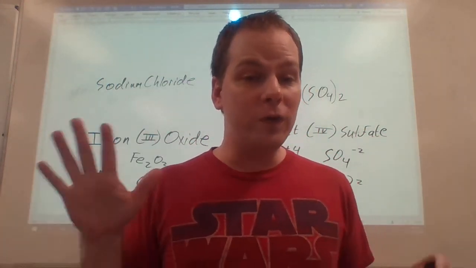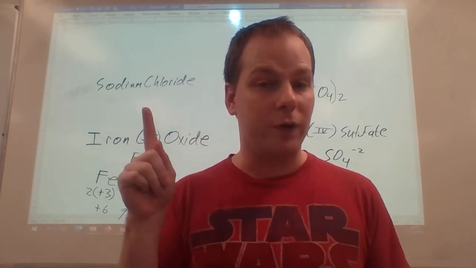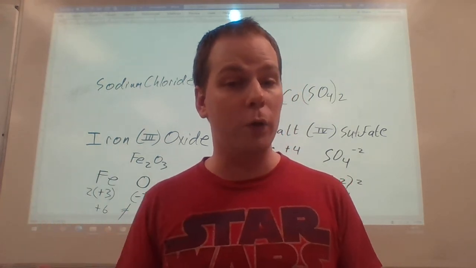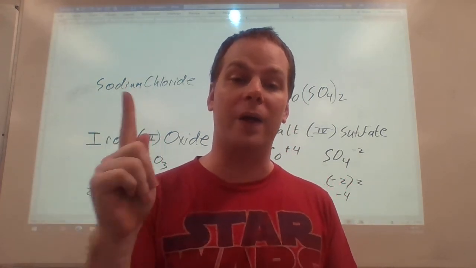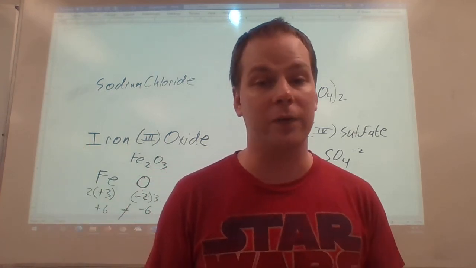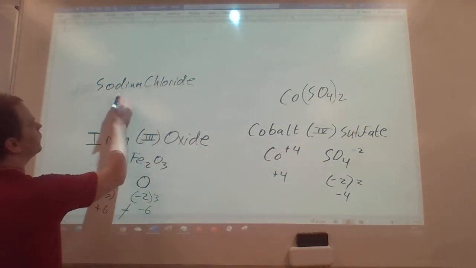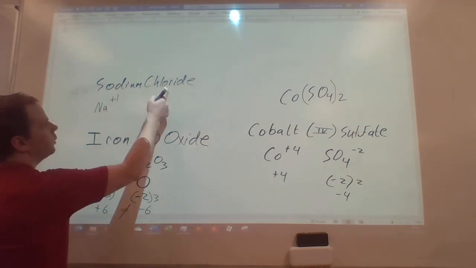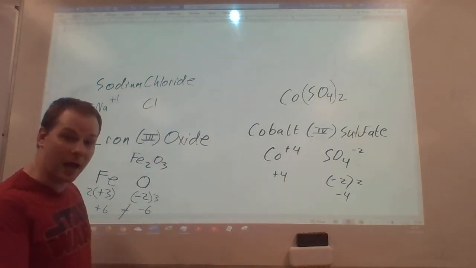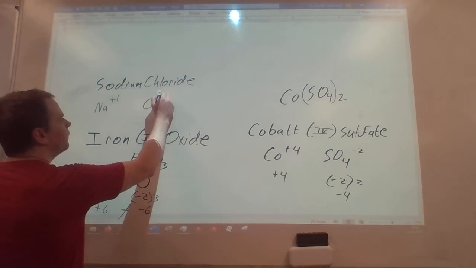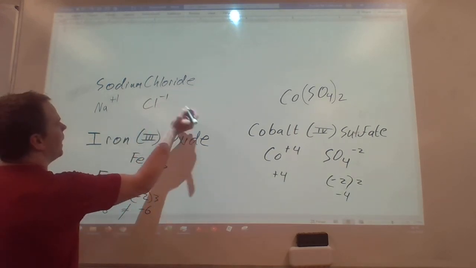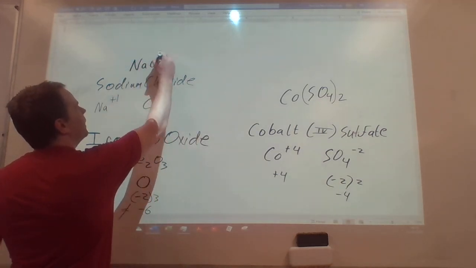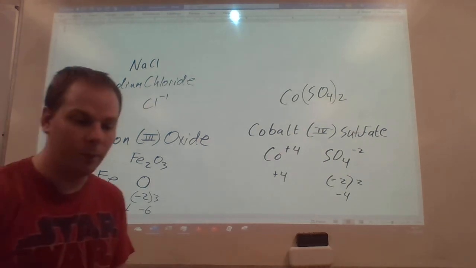Okay, so for those 15 elements, we do not put a Roman numeral, which is why sodium chloride doesn't have a Roman numeral in it, because sodium only has 1 possible charge. It has to be a +1. Okay, so sodium is a +1, and that's Na. Chlorine is a -1, it's a halogen. So +1, -1, they cancel, no subscripts necessary, it's just NaCl.